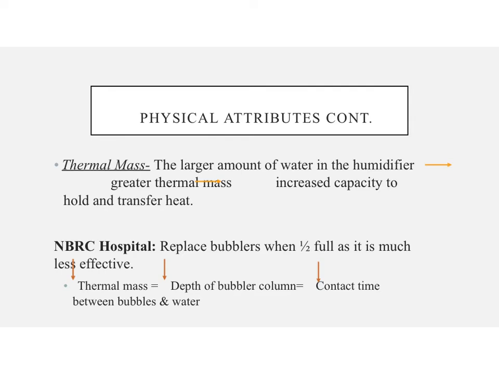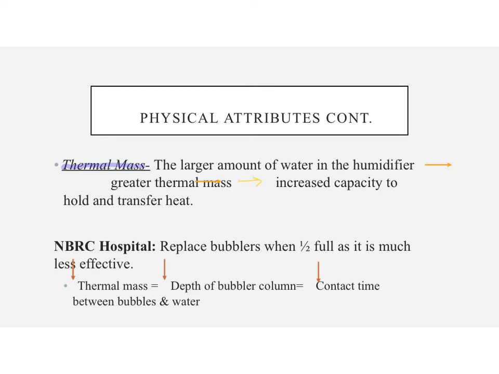So thermal mass is the last thing that we can increase to increase humidity production. The larger amount of water in the humidifier leads to greater thermal mass, which leads to increased capacity to hold and transfer heat. So remember, if we increase heat, we're going to increase the humidity capacity. So we want to increase the heat also with thermal mass.